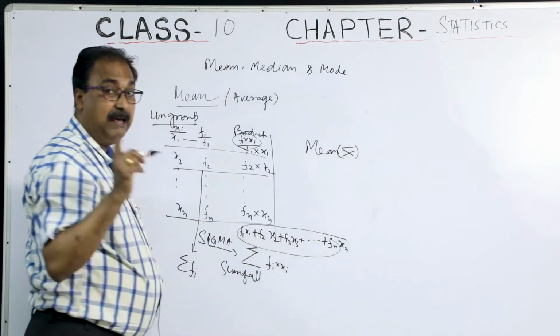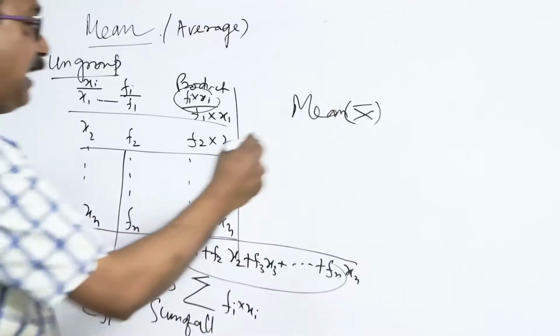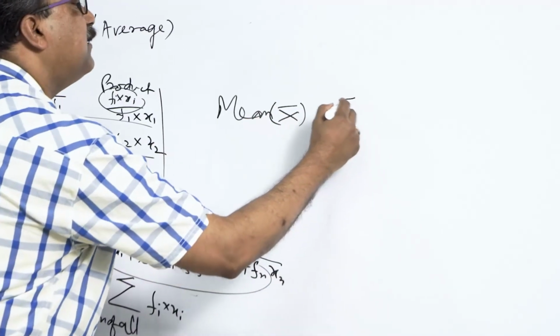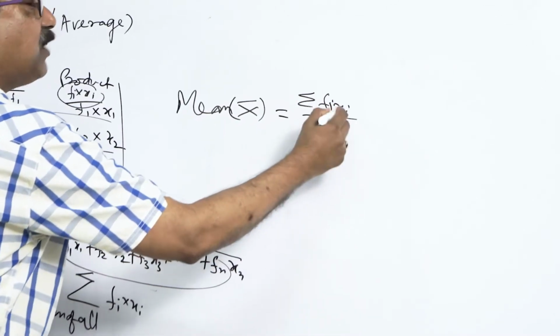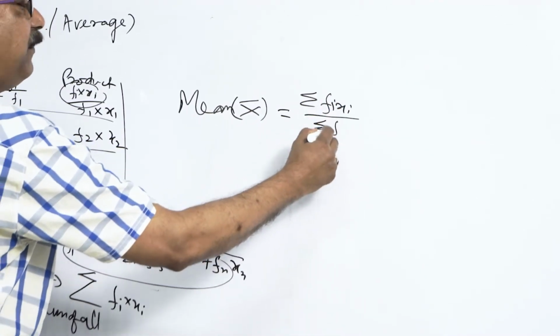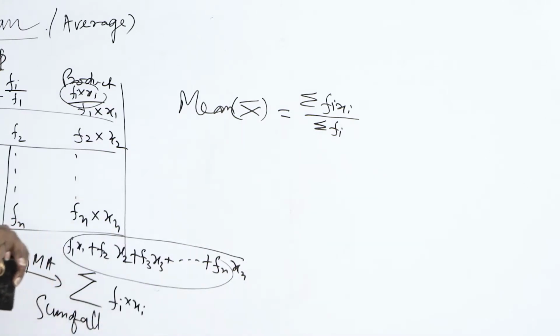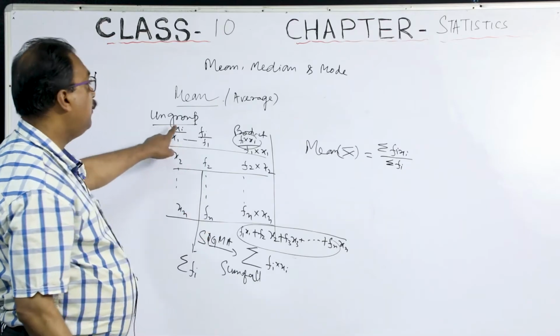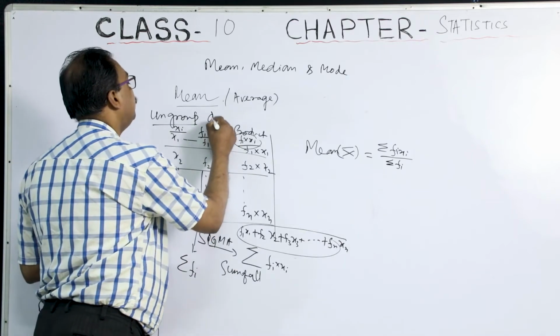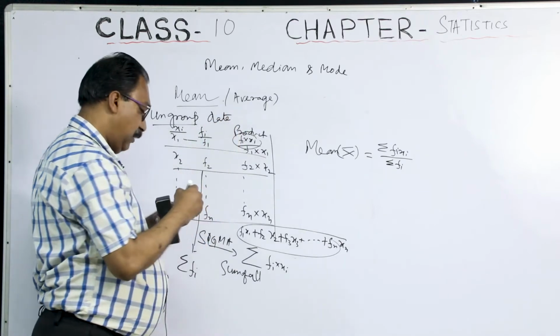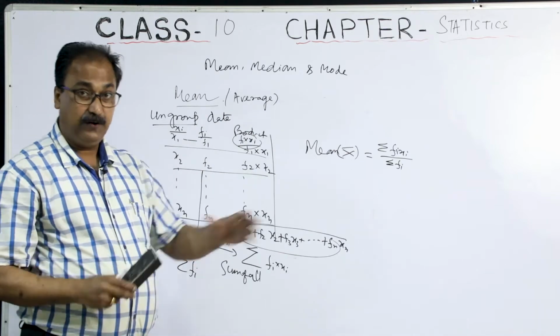What do you call? X bar. And that formula we can denote by sigma fi xi, the sum of the product, by the sum of the frequencies. This is the way you can find the mean in ungrouped data. Okay, this is for ungrouped data. And some questions you dealt with already in class 9. Just a review of this area.